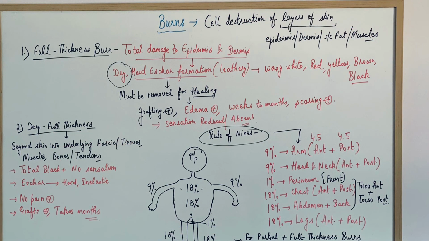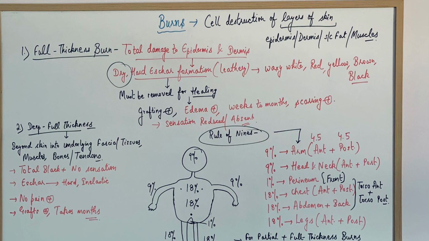So 4.5% will be the anterior part and 4.5% will be the posterior part. And you can see on the arms I have written 9%. So one arm is 9%, two arms 18%, and in one arm the posterior part will be 4.5% and the anterior part will also be 4.5%.